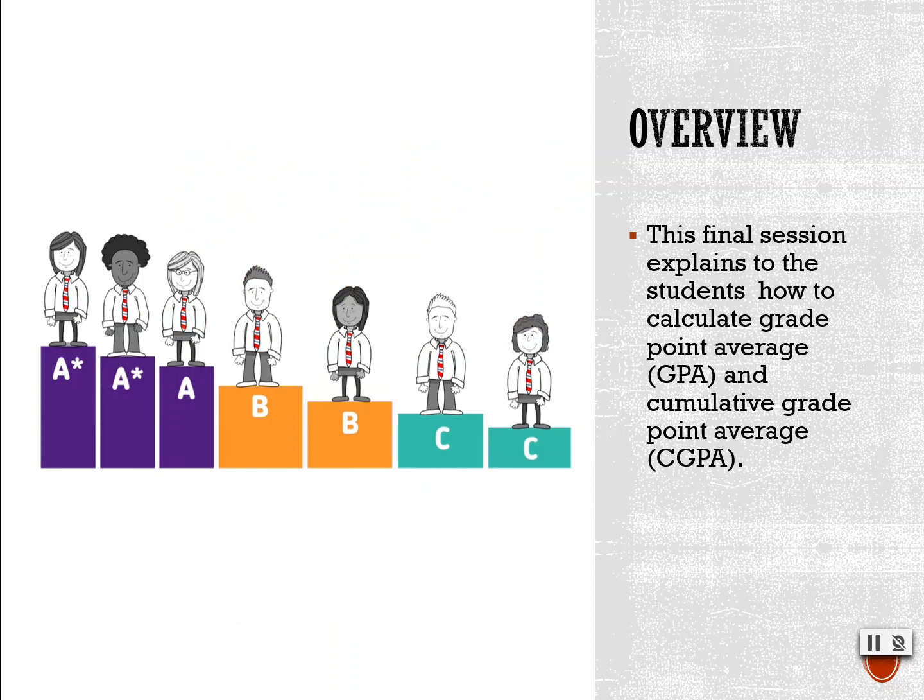This final session explains to the student how to calculate grade point average, or GPA, and cumulative grade point average, CGPA. GPA is for the current semester and CGPA is for the cumulative semesters. For example, if you are in part 3, your CGPA will be calculated from semester 1, semester 2 and semester 3.